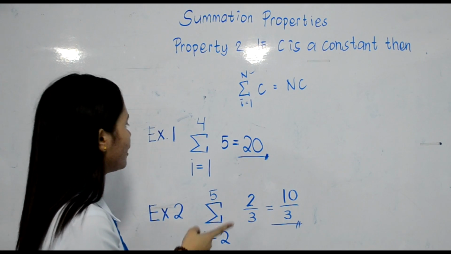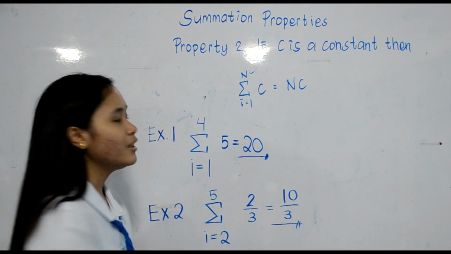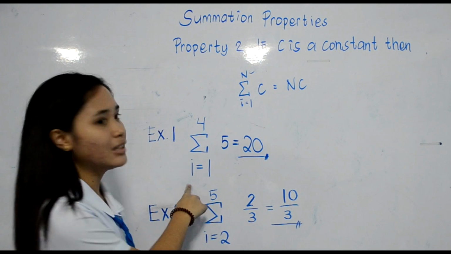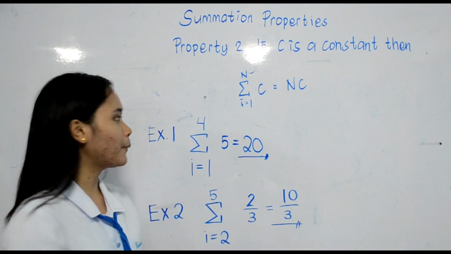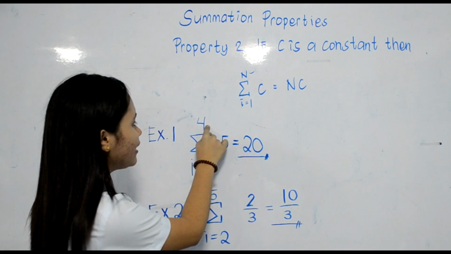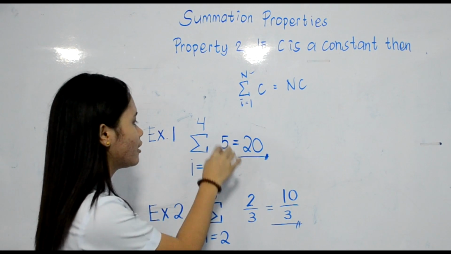Example number 1. Summation of 5 as I goes from 1 to 4. Here, you can disregard what is written in the lower limit, which is 1. So you need to multiply the upper limit to the constant. The value of the upper limit is 4 and the constant is 5.